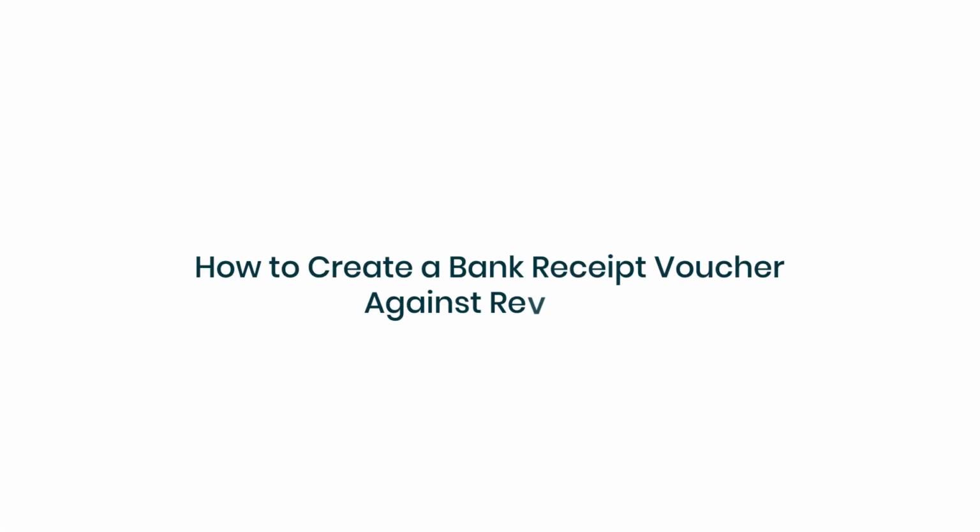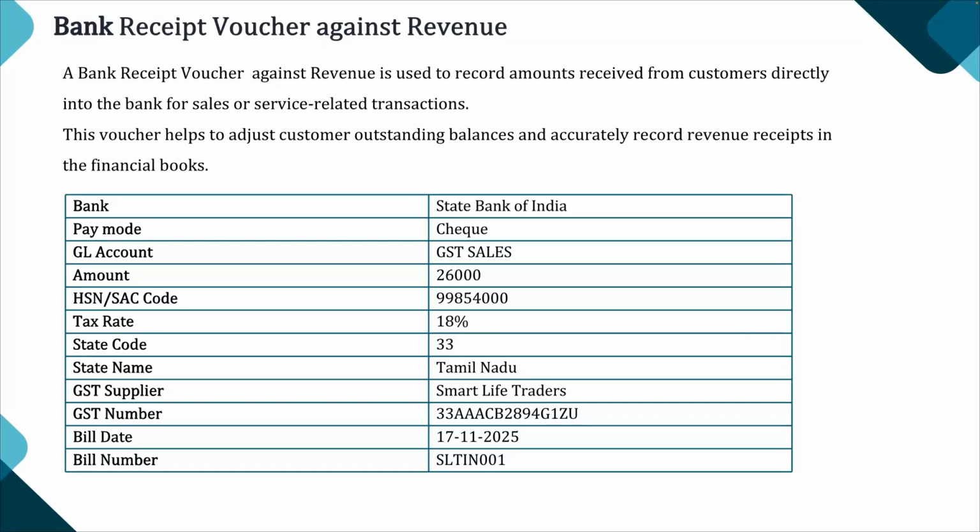Let us see in this video how to create a bank receipt voucher against revenue. A bank receipt voucher against revenue is used to record amounts received from customers directly into the bank for sales or service-related transactions. This voucher helps to adjust customer outstanding balances and accurately record revenue receipts in the financial books. Let us take an example.